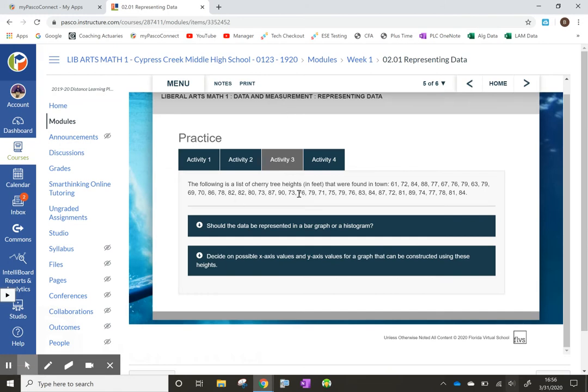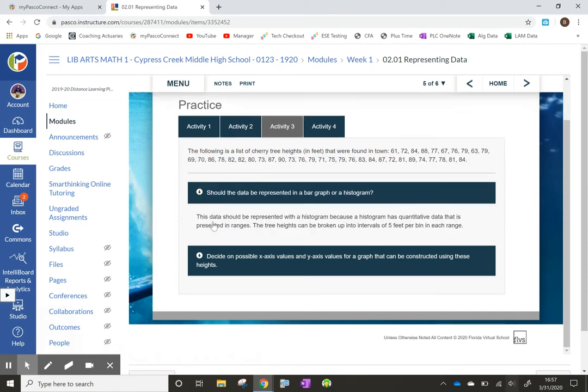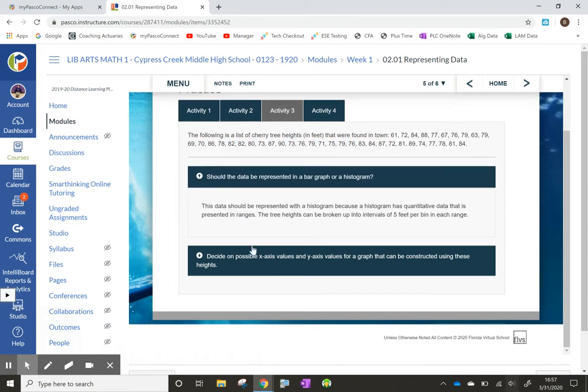Here again, you have information about a cherry tree and heights that were found. So you've got all those numbers listed. Should the data be represented in a bar graph or histogram? Well, all we have is the heights of trees. And there are no categories of types of trees or anything. It's just the height of all of them. So I would say it's all numerical data. So I would make a histogram for this. That's exactly what they say.